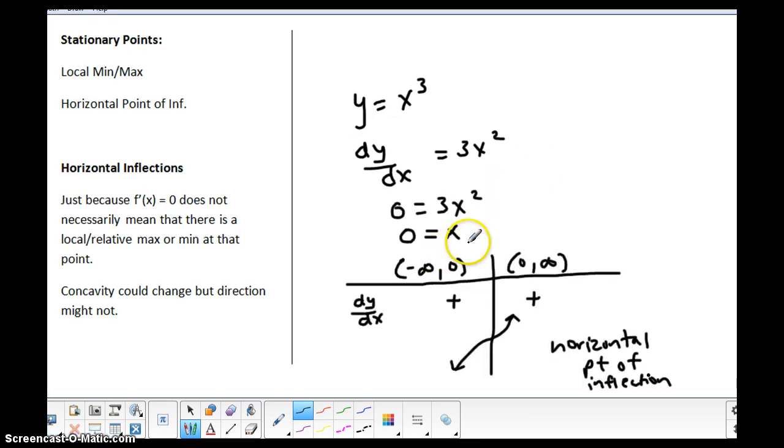Okay, so you should have found there was only one critical point. When you set that equal to 0, you can only get one, and that would be at the value of 0. Here we have two sections, negative infinity to 0, and when you plug in the derivative, you get positive, and the same here on positive. So that's a horizontal point of inflection.